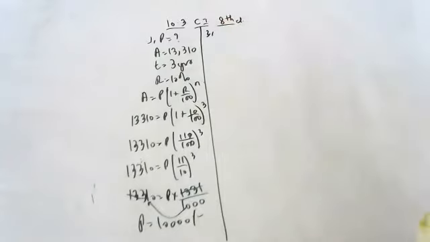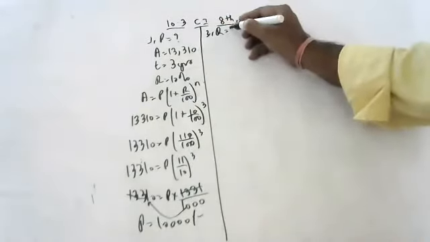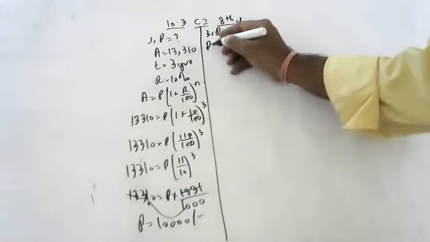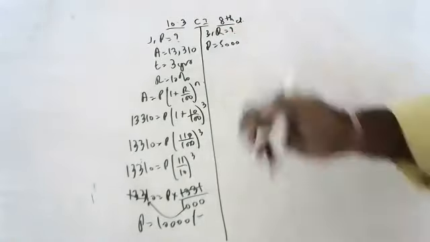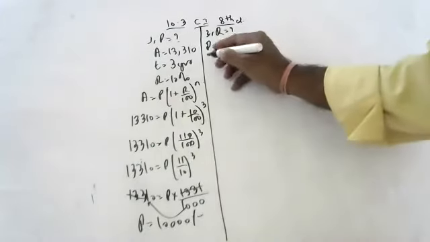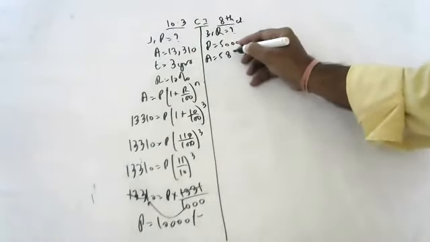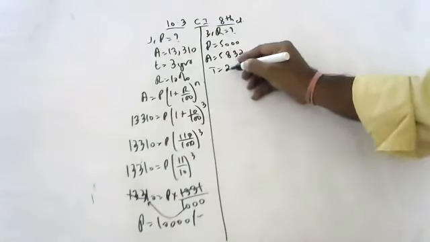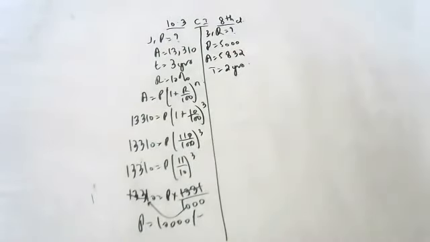Okay, next question. Pravalika, get ready. Find the annual rate of compound interest at which 5,000 becomes 5,832 after 2 years. We have to find out the rate of interest.